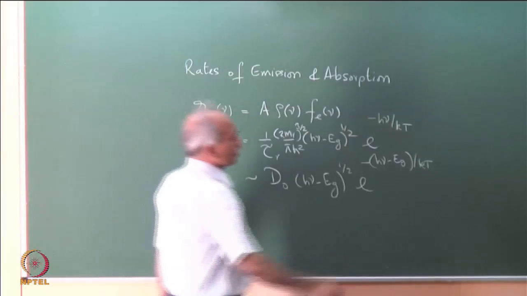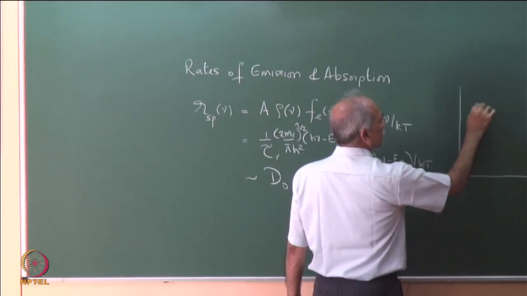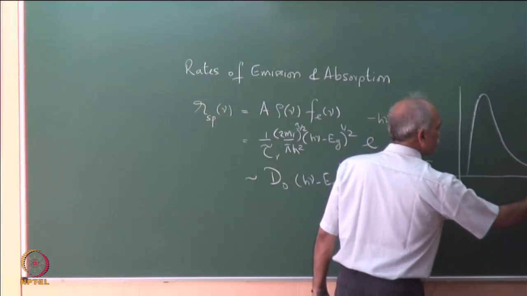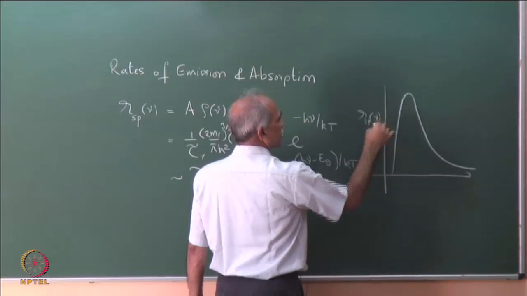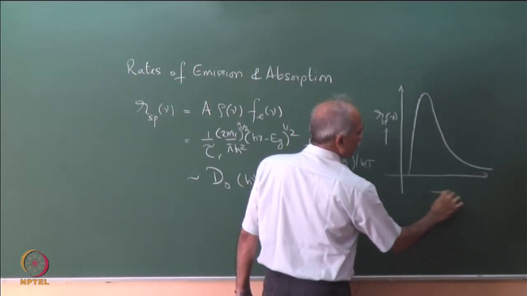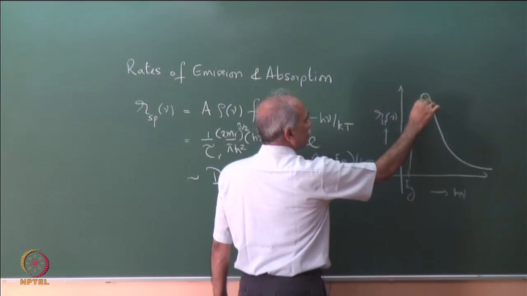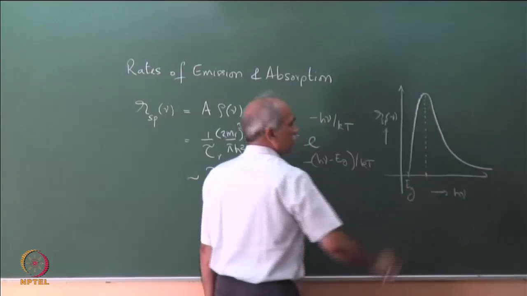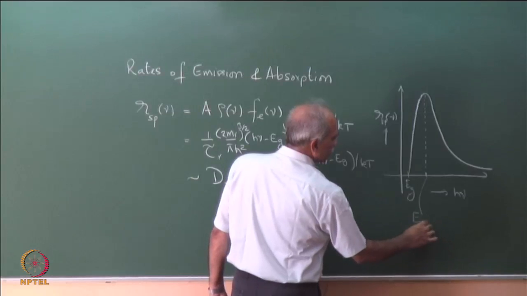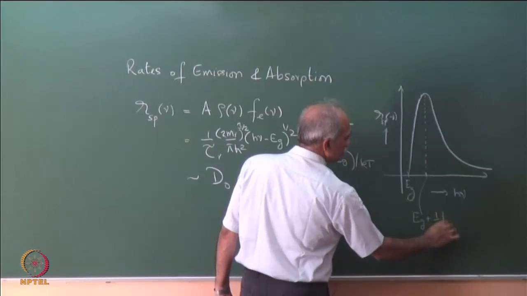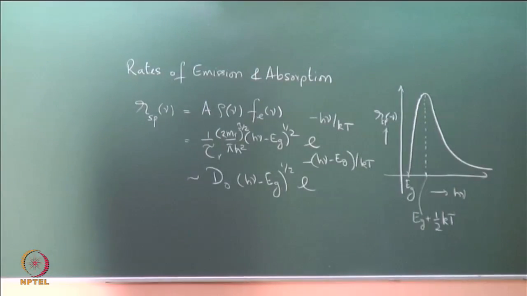And then I had shown that the variation looks something like this. What I have plotted is R_sp of nu, the spontaneous emission spectrum, as a function of h nu, and it starts at E_g, and then we could find out the peak value. The peak value corresponds to E_g plus half kT. The peak of spontaneous emission occurs at energy value E_g plus half kT.